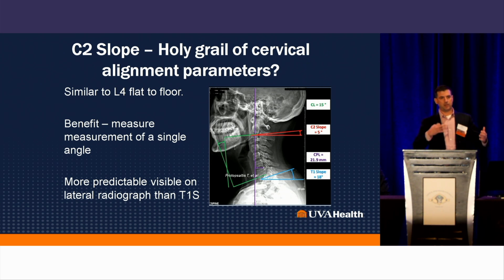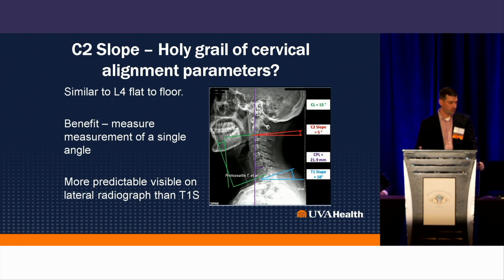So we've talked about these different parameters. It would be great if there was a single measurement that was easily visualized, easy to measure, and we think that might be the C2 slope. And it's similar to L4 flat to the floor, right? I always tell the residents, if you just look at a lateral x-ray, if L4 is flat, everything else usually goes along with that. The same thing, you want C2 to be flat to position your head over the cervical spine.